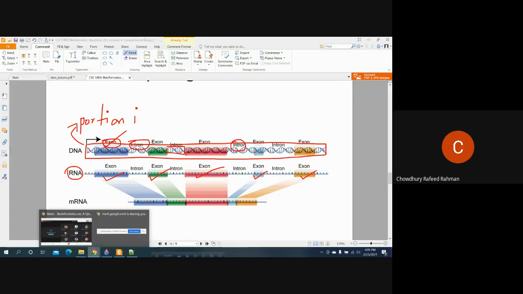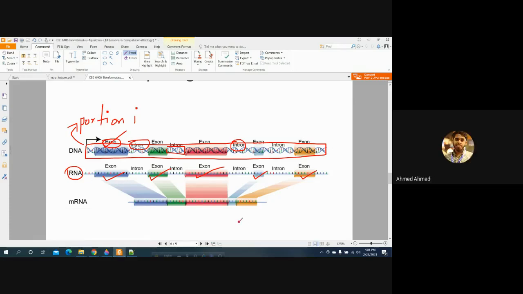Sir, can you repeat it? Yes, sure. RNAs are made out of exons of the DNA. But the thing to remember is that this portion is not the full DNA. It is only a small portion of DNA. So RNA is made out of exons of a very small portion of DNA. Is it clear now? Yes, sir.